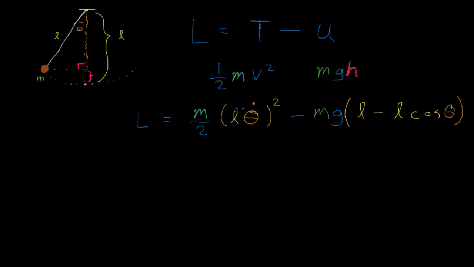This is the kinetic energy, this is the potential energy. It makes sense that, even though we've changed coordinates, the kinetic energy still depends on the time derivative of our coordinate, and the potential energy still depends just on the coordinate itself. I'll factor out this common L term just to make it look a little more neat. So I'll rewrite it.